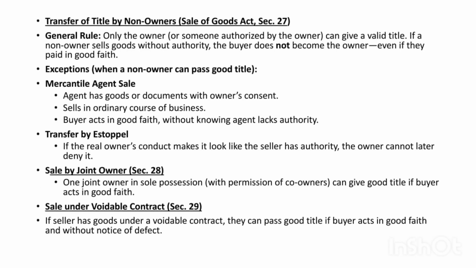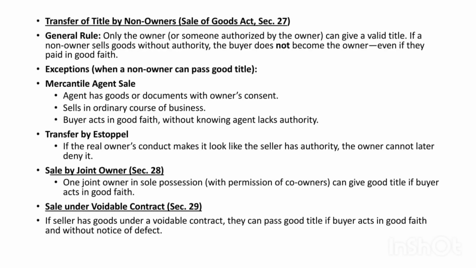Let's move on to the next topic, that is transfer of title by non-owners under section 27 and exceptions. So this is all about no one can give what he does not have. Only the owner or someone authorized by the owner can give a valid title. If a non-owner sells goods without authority, the buyer does not become the owner, even if they act in good faith. So let's see the exceptions.